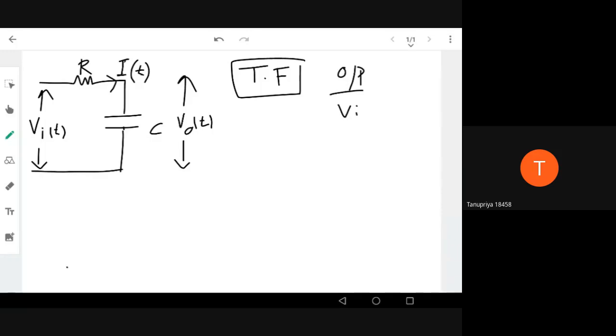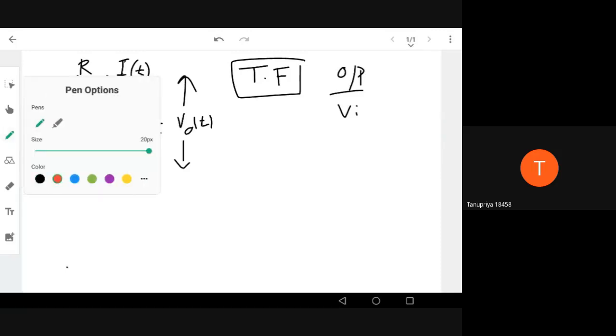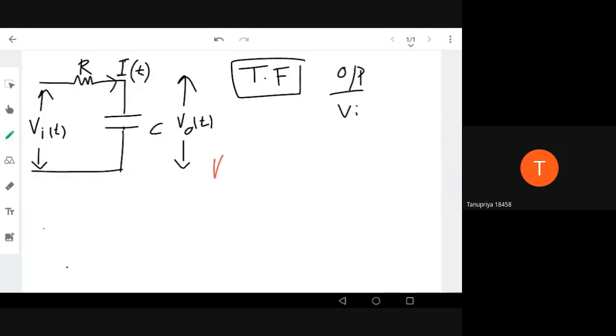So let's start with what we know. Whatever we know, we can try to model. In this circuit, I can start with the equations I know. V input with respect to time t can be written, according to Kirchhoff's law, as R times i(t) plus 1 by C integral of i(t) dt. This is Kirchhoff's law which I have already learned in network analysis. The 1 by C integral i(t) dt is the voltage across the capacitor.